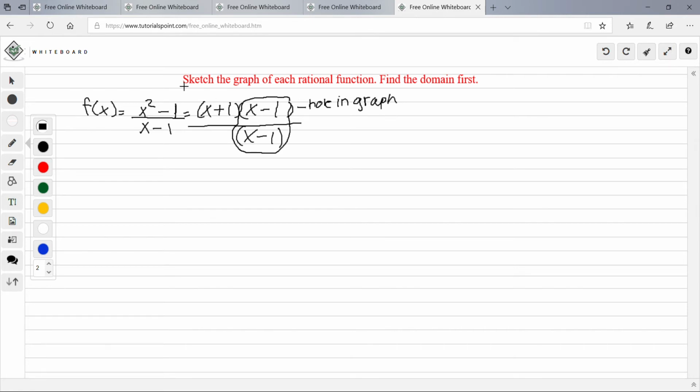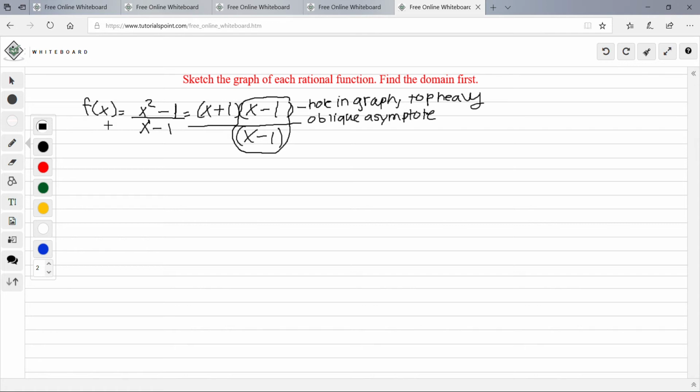If you look at the degrees, the top degree is 2, and the bottom degree is an invisible 1. So that means it's top heavy, and we have an oblique asymptote. When you have an oblique asymptote, that means your asymptote is going to be linear, and to find it you have to do long division.